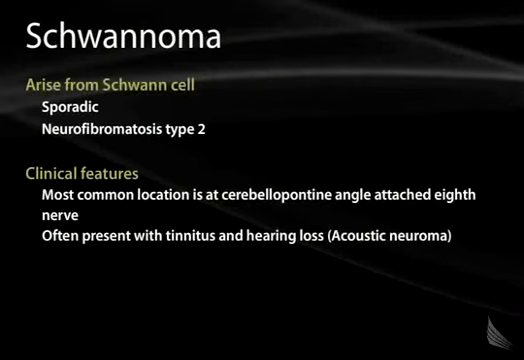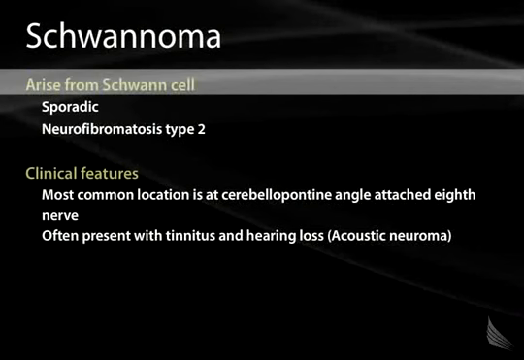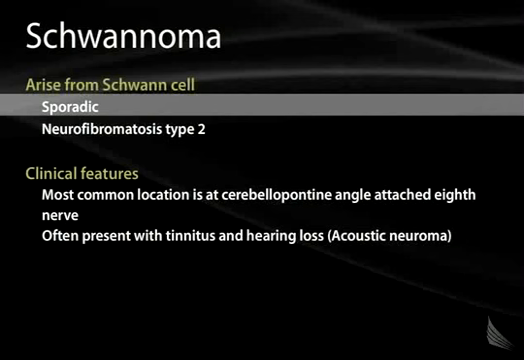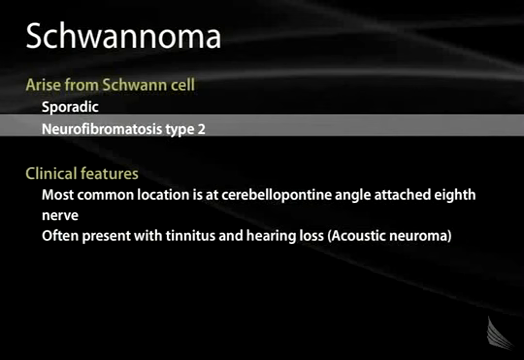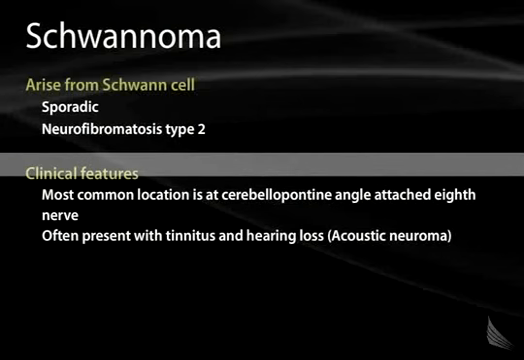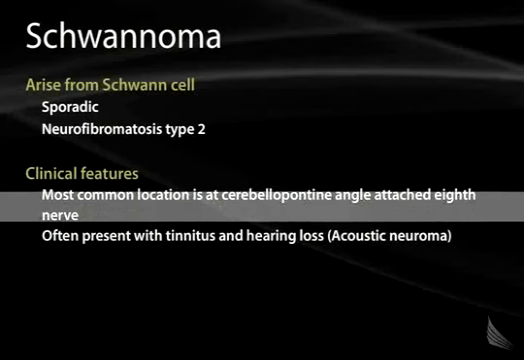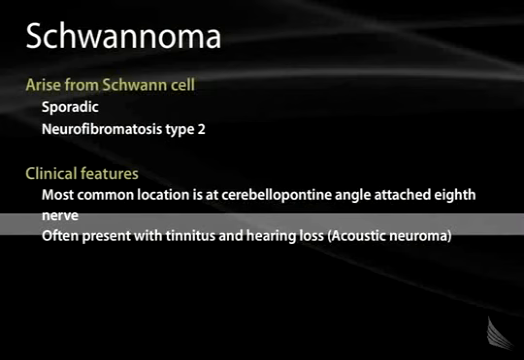Schwannomas arise from, as you guessed it, the Schwann cell. They're usually sporadic but can also be seen in neurofibromatosis type 2. If you do see it in neurofibromatosis type 2, you should expect to see two of them, meaning one schwannoma on each side. Another term for schwannoma is neuroma, acoustic neuroma. So the clinical features would, as you imagine, involve the eighth nerve, typically tinnitus and hearing loss.